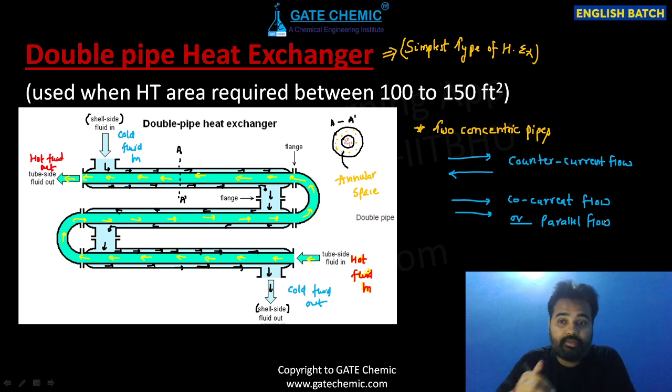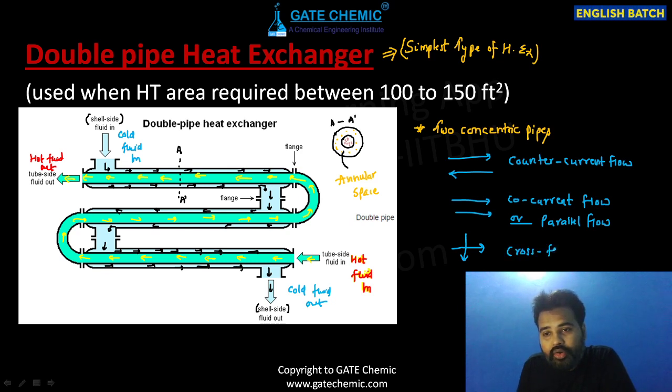No, one more. They can be interacting in this way. So what is this? This is beta, cross flow. So these three types of flow pattern you can see during the study of heat exchangers. These are flow patterns.